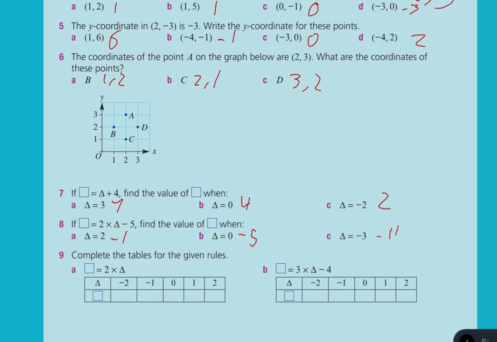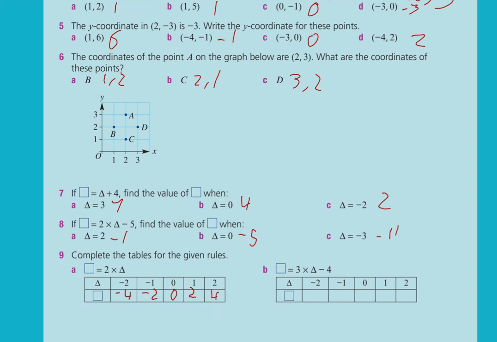And the last thing we've got is just to fill up these tables. So square equals 2 times triangle. So whatever the number at the top is, we've got to multiply it by 2. So that means this one's going to be minus 4, minus 2. 2 times 0 is 0. And we can see a pattern. It's going up by 2 every time.